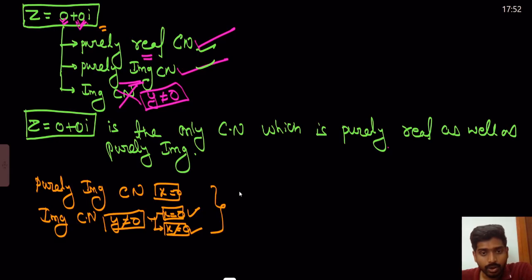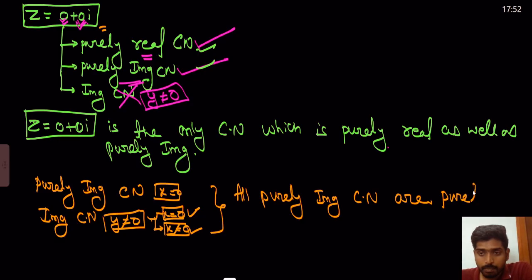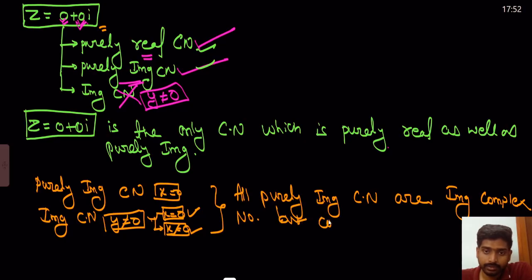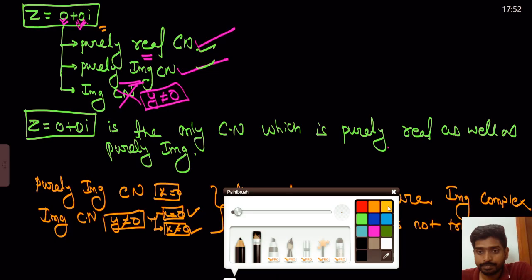We can say that all purely imaginary complex numbers are imaginary complex numbers. But the converse is not true. The converse is not true. We'll look into this with some examples.